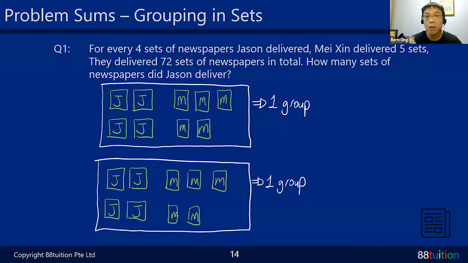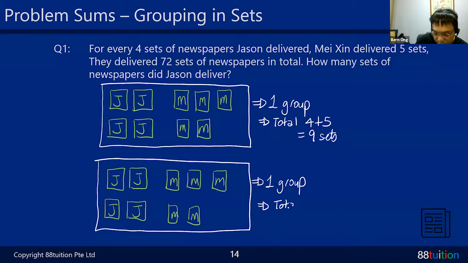What's the total for one group? Jason delivered 4, Mei Xing delivered 5. So total is what? 9 sets of newspaper. Down here, what's the total? The total is also the same. Jason delivered 4, Mei Xing delivered 5. So can you see? Every group will have 9.